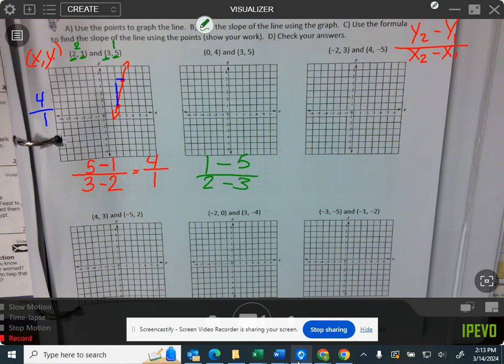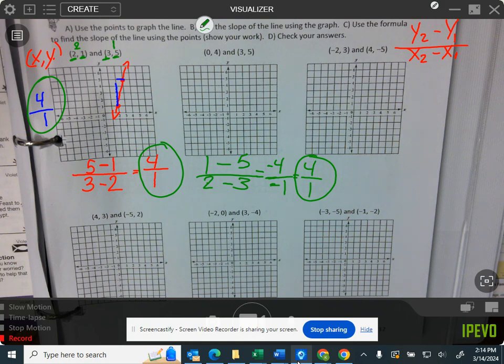So 1 minus 5 gives me a negative 4. 2 minus 3 gives me a negative 1. What is a negative divided by a negative? Positive. It is a positive. Look at that. 4 over 1, 4 over 1, 4 over 1. My slope is always the same. If you do your math incorrectly, you get a different slope.